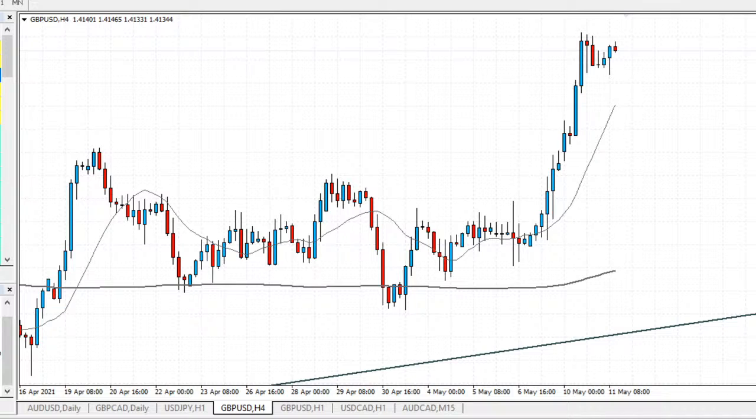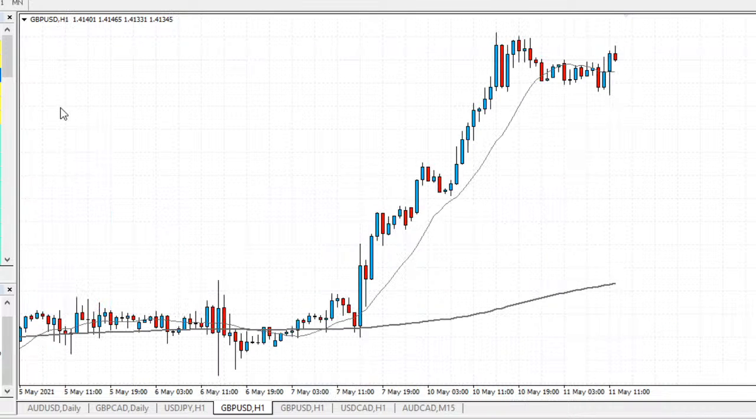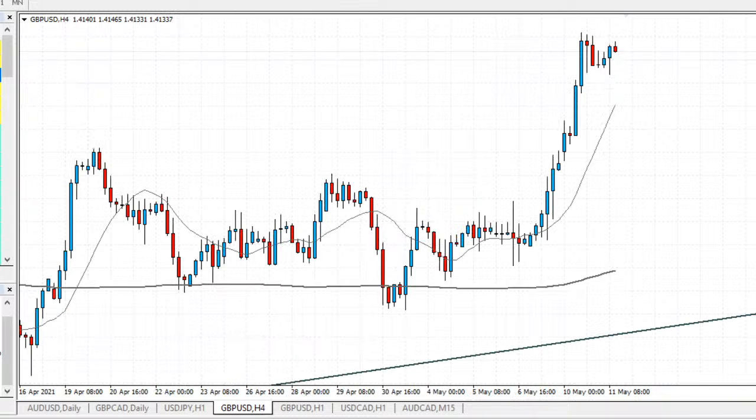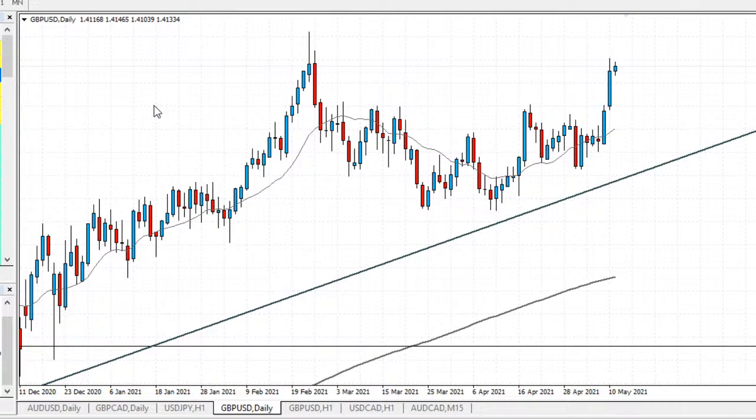Again, yesterday didn't really give us any chance to get involved. Looking at the hourly time frame, as you can see there, not much chance to get involved. So price overall is still looking very, very bullish, expecting it to get back to 1.42. You can see on the daily we're looking very bullish.